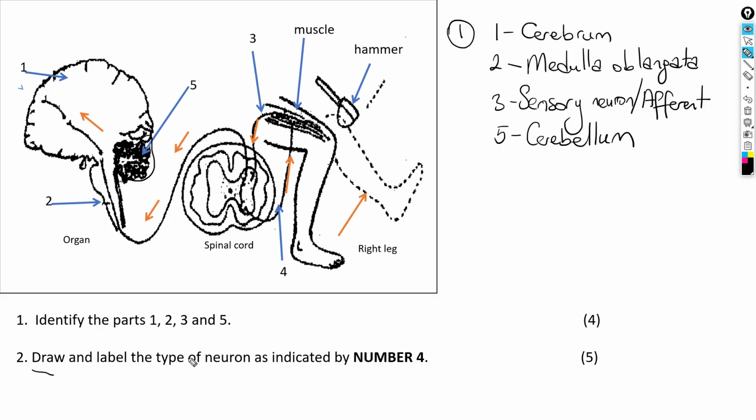Then question number 2 asks us to draw and label the type of neuron as indicated by number 4. Here it is, and this is a neuron taking impulses from the CNS to the muscles, which are effectors. In life sciences, when we draw tables, graphs, and diagrams, guys, we mustn't forget to put a caption for them. In this case, this will be the name of the neuron, that is motor neuron.